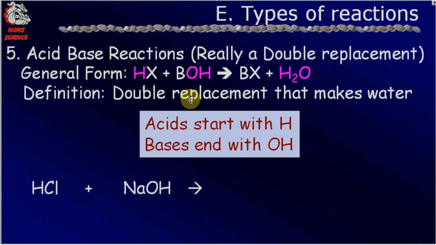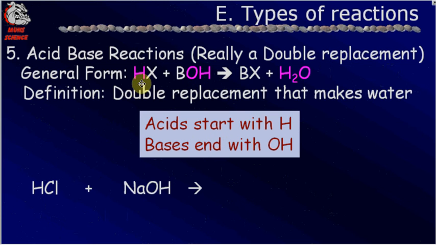Acid-base reaction. I disagree with calling this its own type of reaction. It's just really a double replacement reaction in which you have an acid and a base and it makes water. When recognizing acids, well, I shouldn't say all acids, but one of the basic definitions of acids is that they start with hydrogen. And the basic definition of bases is that they end with OH.